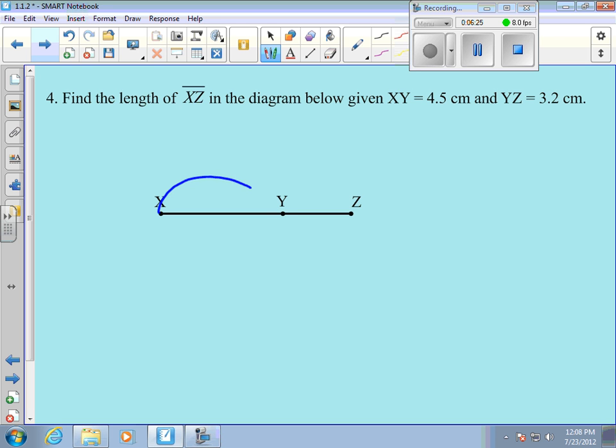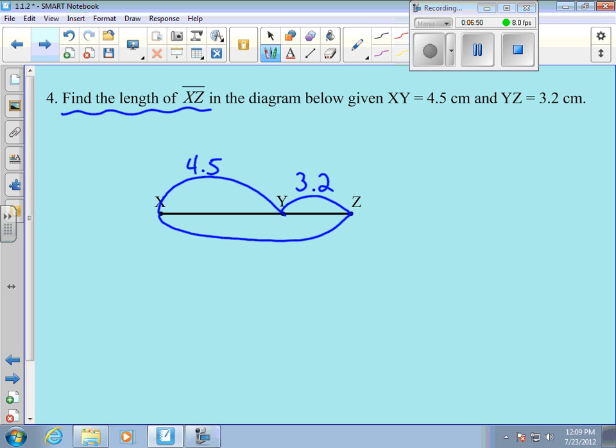So XY, which is our first segment, we say is 4.5 centimeters long. And our second measurement they give us is YZ, and YZ is 3.2 centimeters long. Now we want to go back and make sure that we answer our question. It says find the length of XZ. That's the entire measurement that we're looking for.